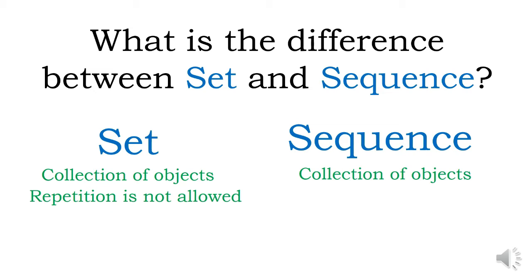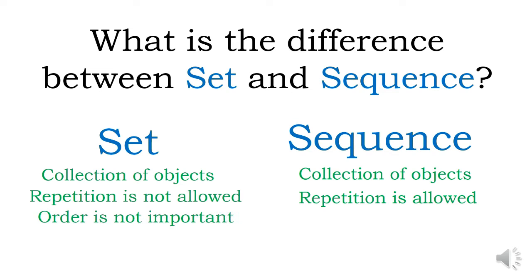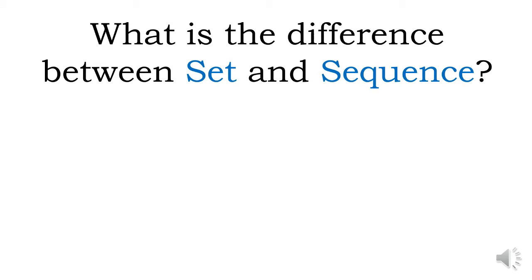In a set, repetition of an element is not allowed, while in a sequence, repetition of an element is allowed. Also, in a set, order is not important. However, in a sequence, order is important. Let me explain it further.